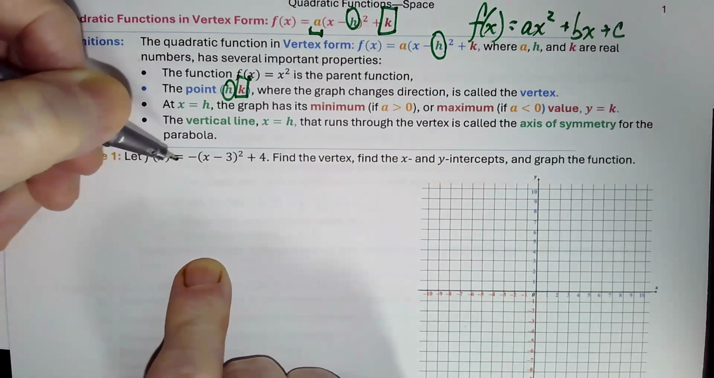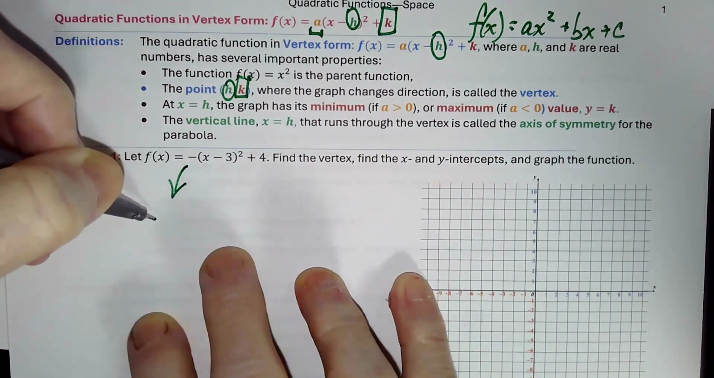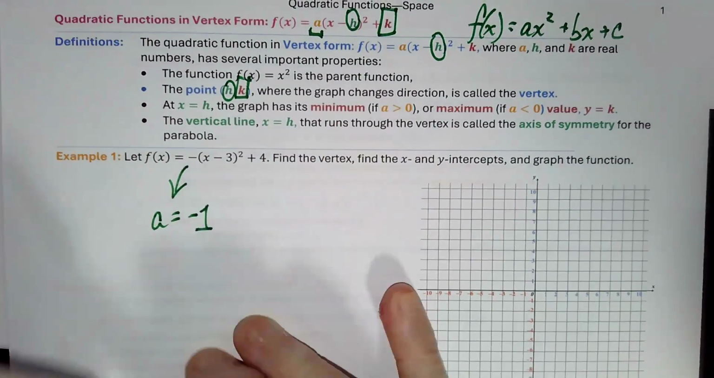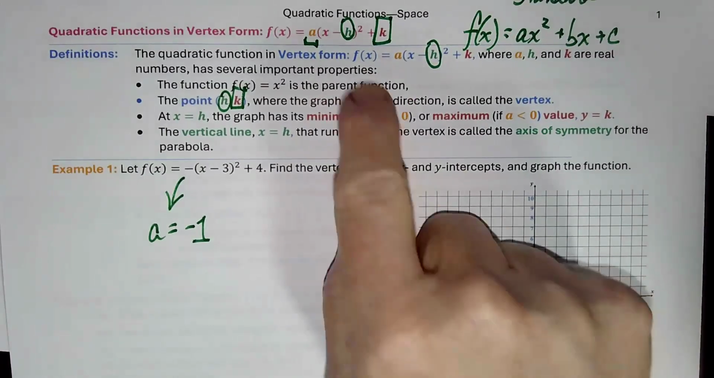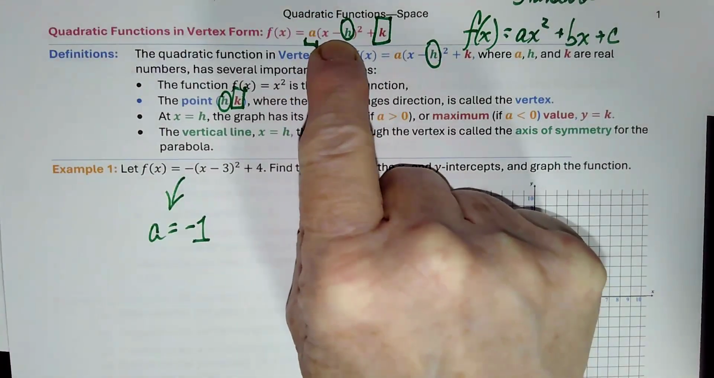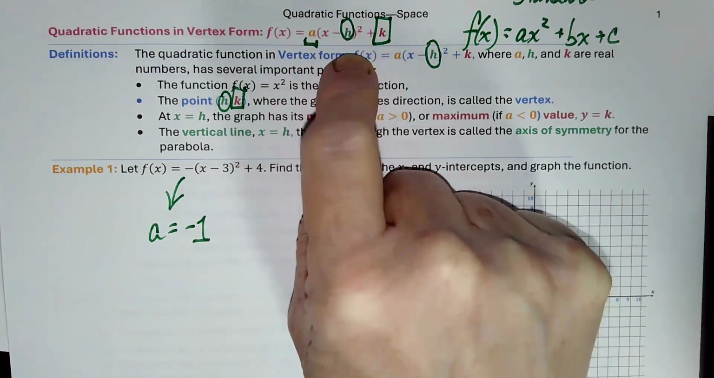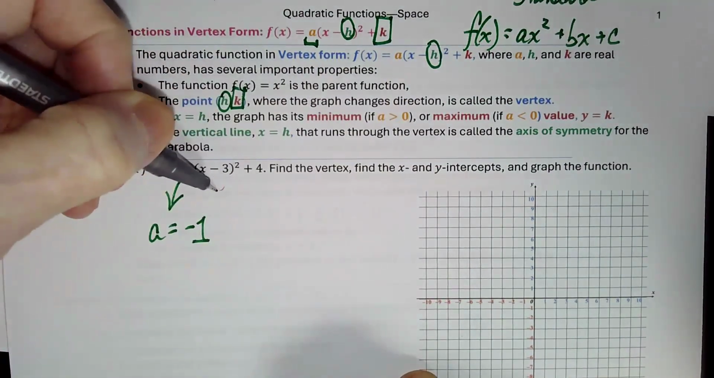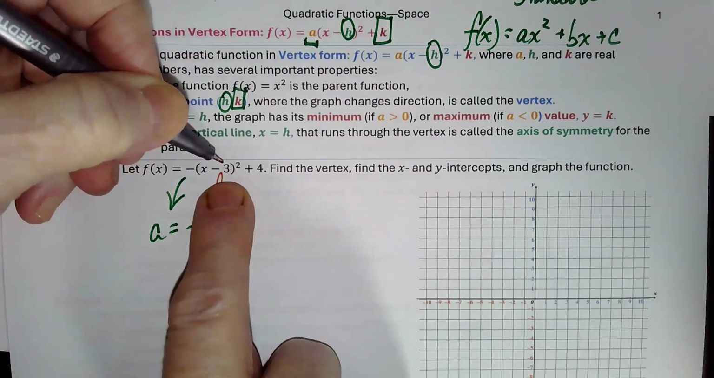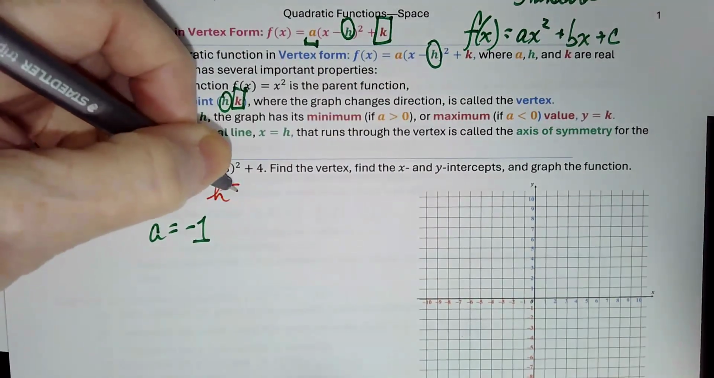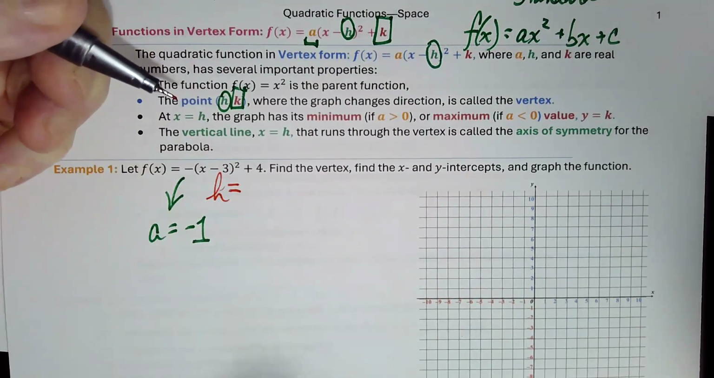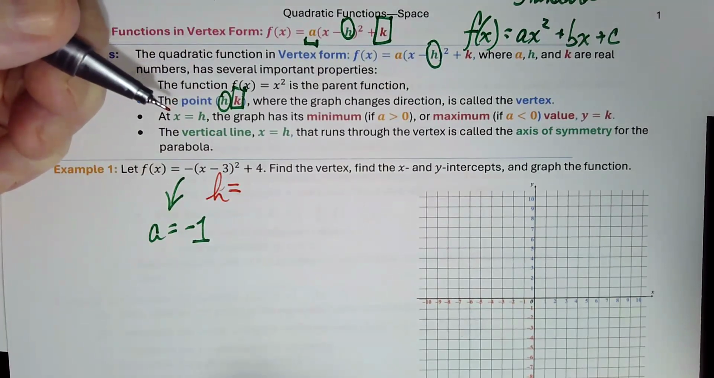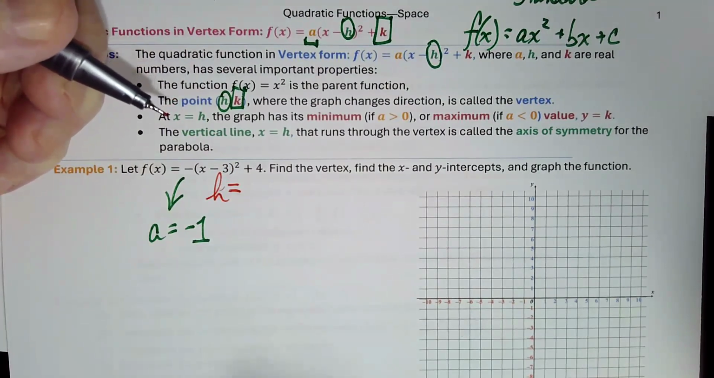Negative 1, right. Good. So a is negative 1. And let's be really careful about this form. It's x minus h quantity squared, and we have x minus 3. So what is h? Is it negative 3 or positive 3? It's positive 3.